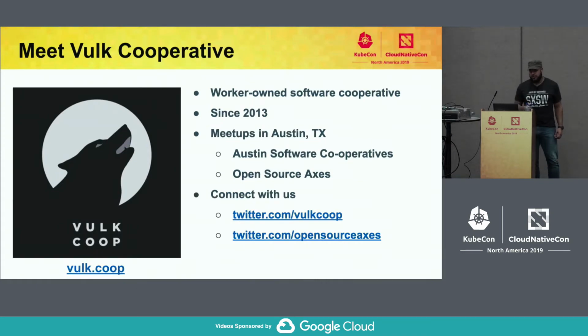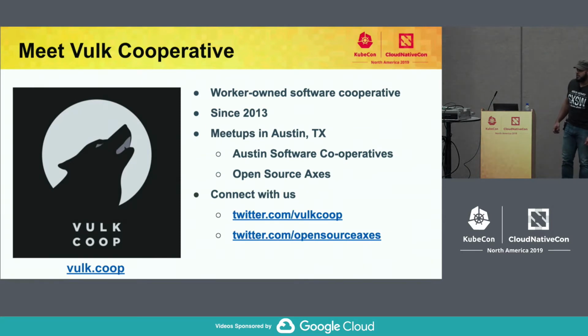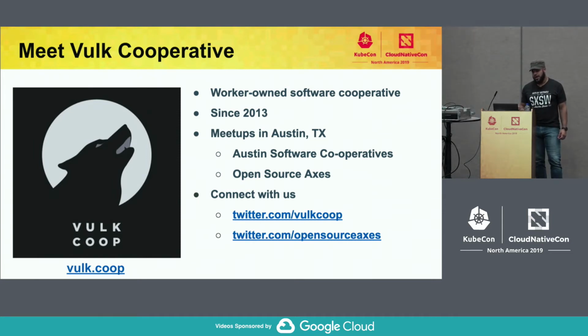All right, so first a little bit about us. We're the Vulk Cooperative, a software cooperative based in Austin, Texas. We started in 2013. If you want to meet us in person and you're in Austin, we have various meetups. We have the software cooperative meetup, and then we also have an open source Axes meetup if you want to throw some Axes with us. You can also connect with us on Twitter with at Vulk Coop and at Open Source Axes.